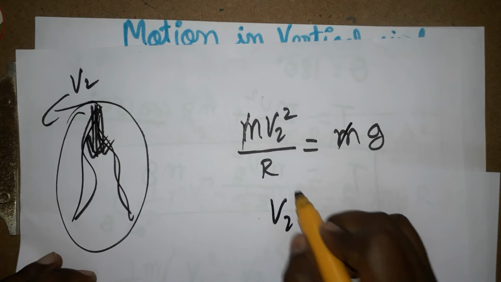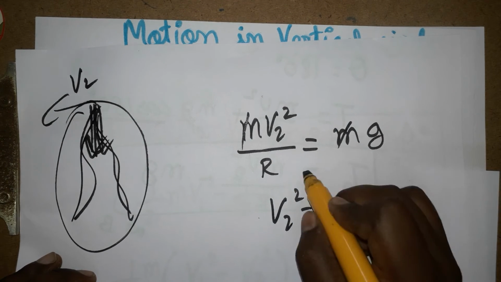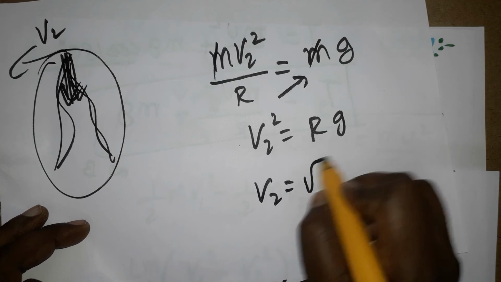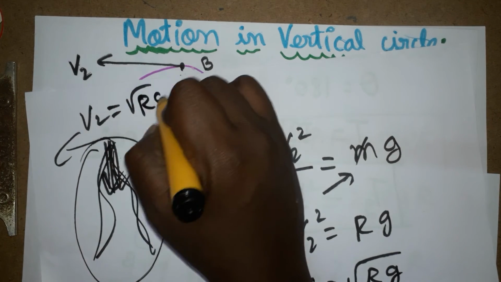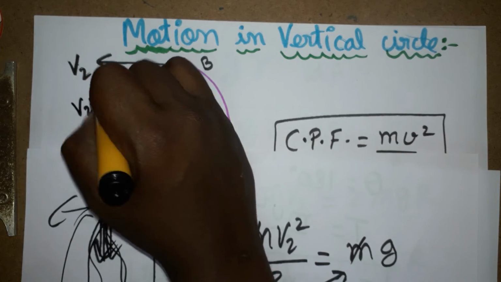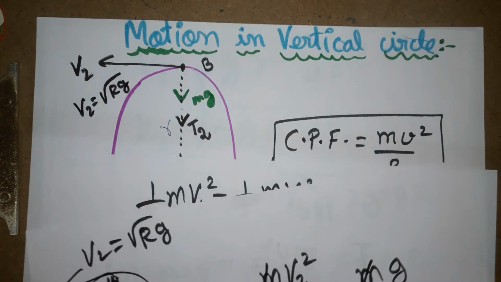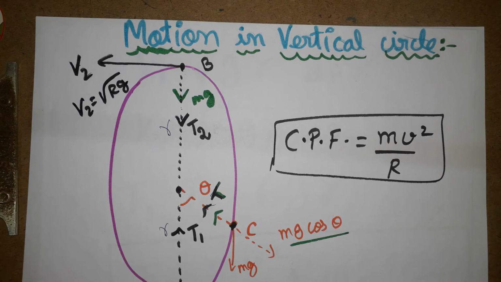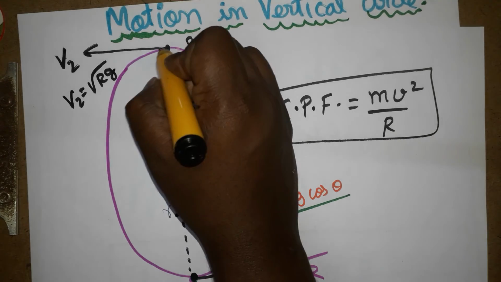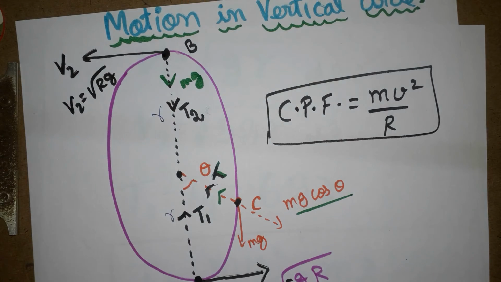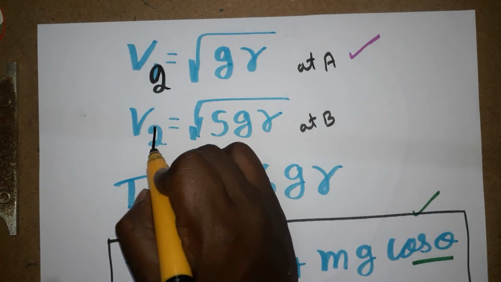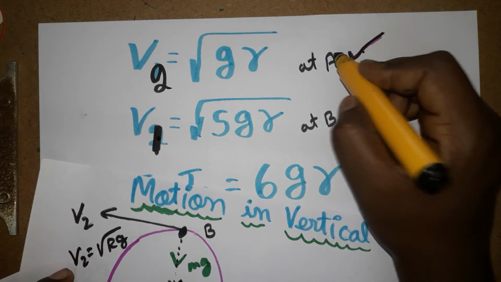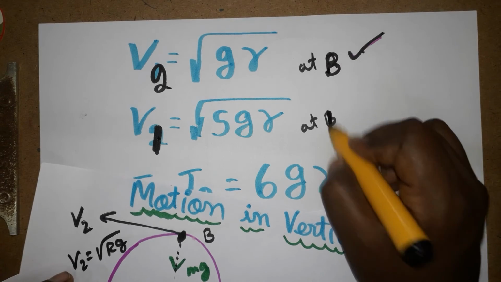The m gets cancelled. v2 square is equal to rg, where r is the radius. So v2 is equal to root of rg. The velocity at this point, v2, is equal to root of rg. Before, we had taken a wrong value by mistake. So at this point, v2 is equal to root of rg, I got. That means in this equation, v2 is equal to root of rg and v1 is equal to this much. We got v2 is equal to root of rg at the point of B, not A, sorry, this is at the point of A.